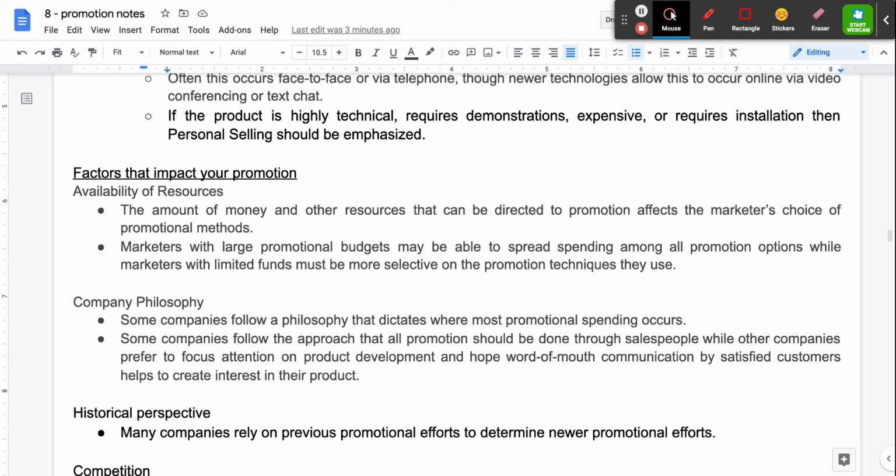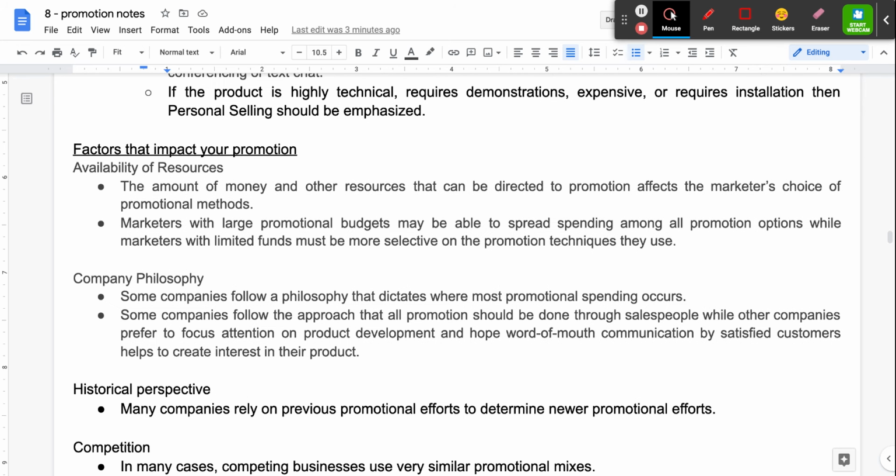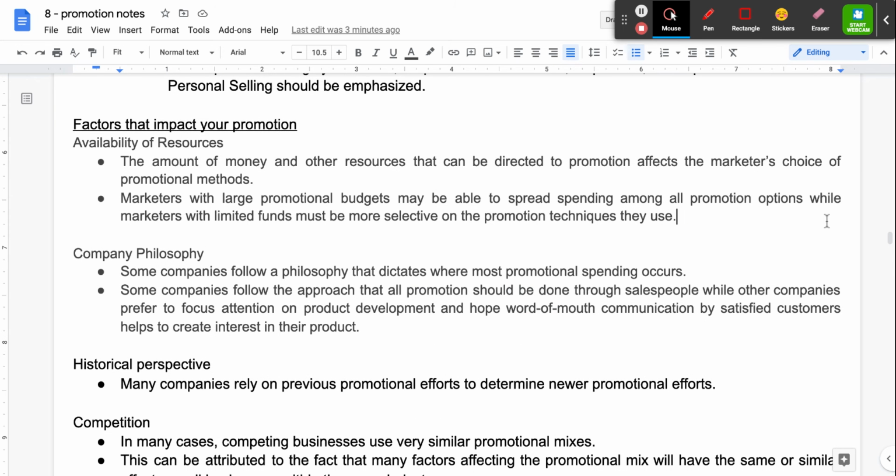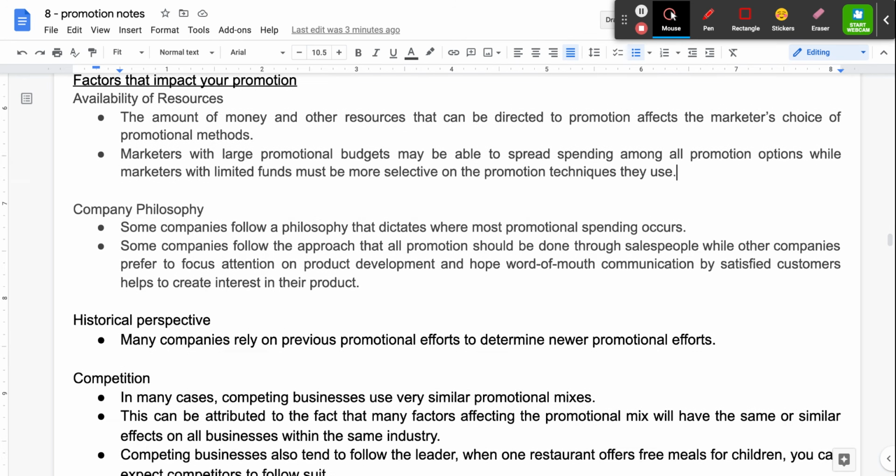So we have to figure out what all we can do and where we're going to try and promote, and then start to figure out what we can do with our money. Marketers with large promotional budgets may be able to spread spending among all promotion options. Marketers with limited funds may be more selective on the promotion techniques they use. So, again, promotion's a big part of it. You have to have it, but you have to figure out what's going to work best for you. That's going to be best with not only reaching your target market, but also understanding what your finances are, what your capabilities are, and what you can and can't do.